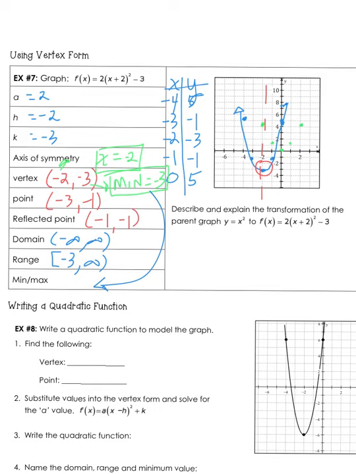So the description of our transformations, we already kind of talked about it, but here they are. Again, we have a left movement of 2 and a down movement of 3. Then we have a vertical stretch of 2, and that's it.